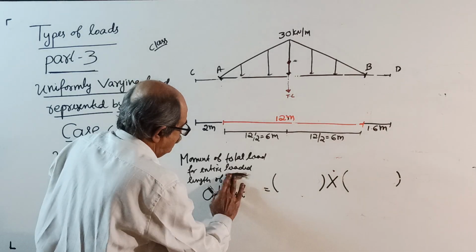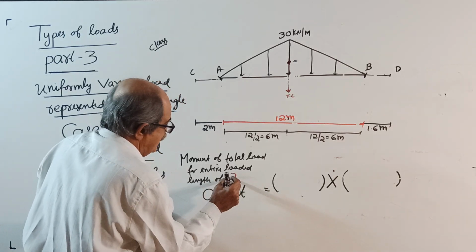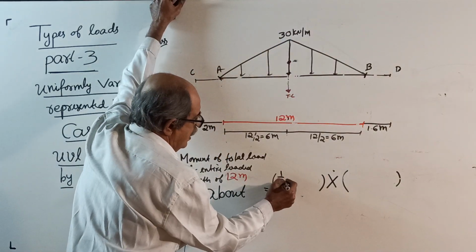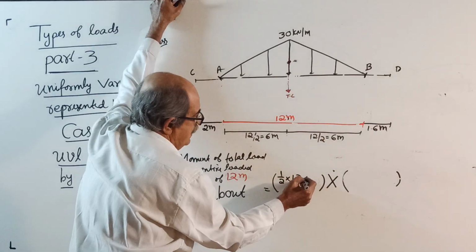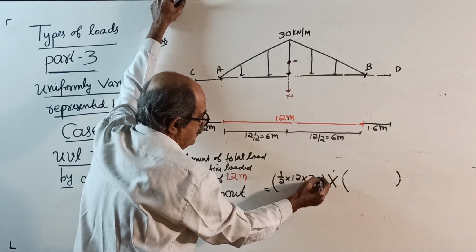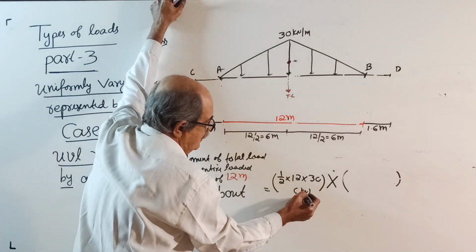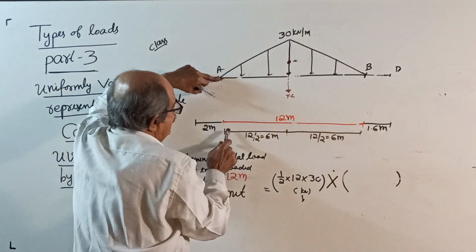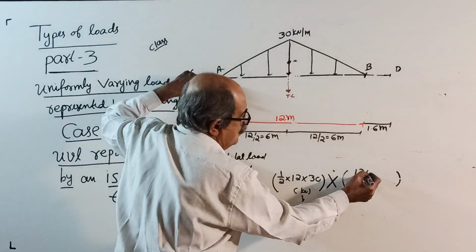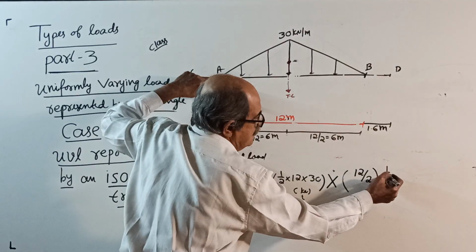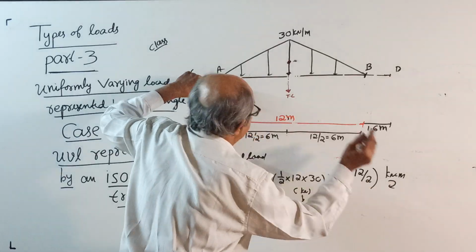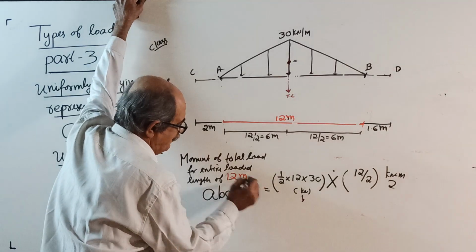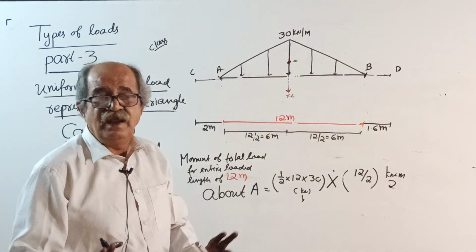Red color 12, okay, not black 12. Entire load length of 12 meter, not L0 now, equal to the total load, half into 12 into 30 is the total load. This will be the total load in kilonewton, direction down. See, total load into, from A, 12 by 2. Don't write 6 meter. 12 by 2, that much kilonewton meter clockwise. About A, over. Next write. Oh, sorry. About A. I forgot. I rubbed it. About A. Okay. Over. Now write.